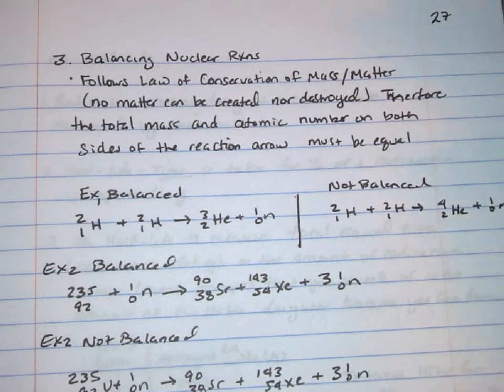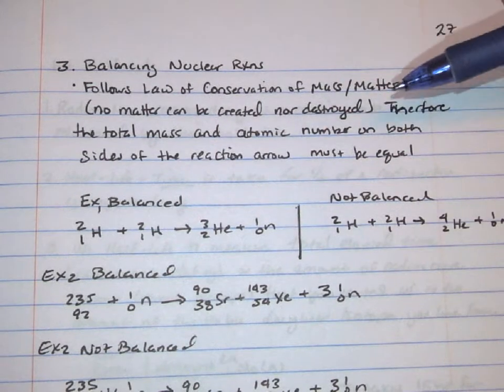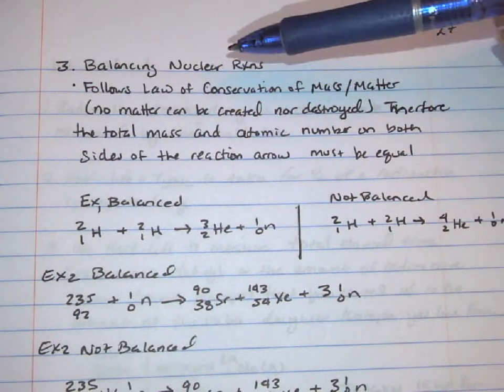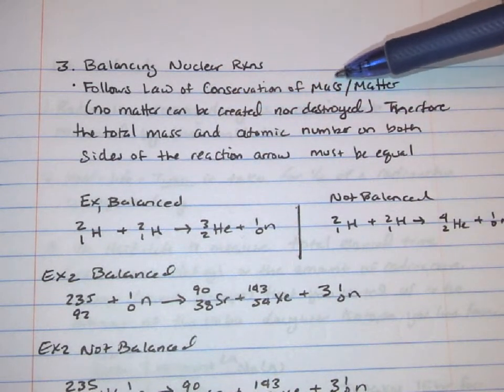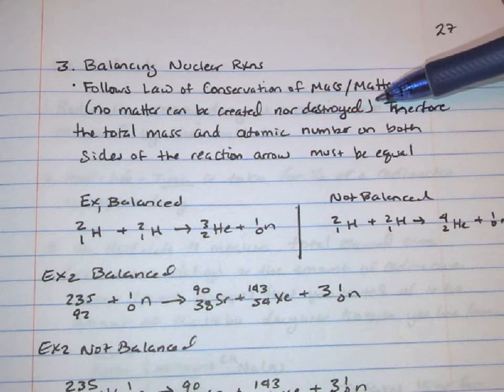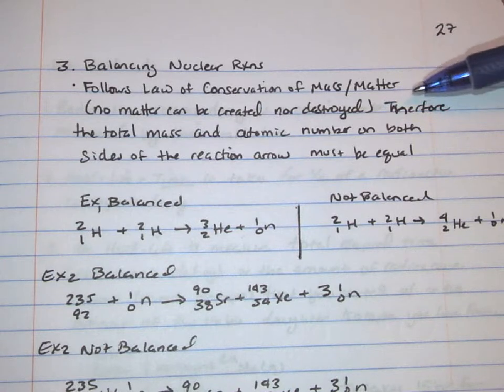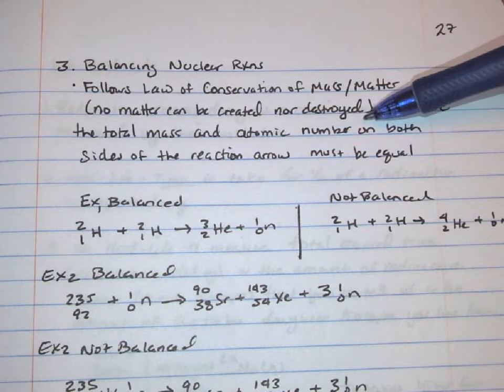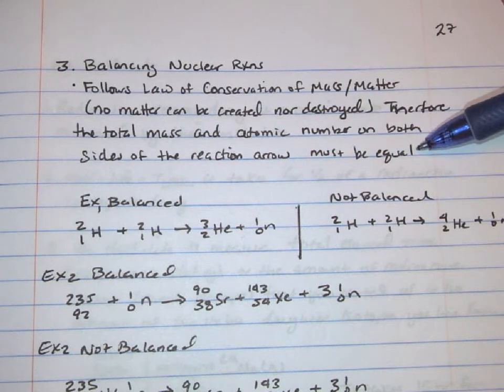All right, now, balancing nuclear reactions. Nuclear reactions are balanced following the law of conservation of mass or matter, which states that no matter can be created nor destroyed. So you can change matter into something else, but you can't create it or destroy it. Therefore, the total mass and atomic number on both sides of the reaction arrow must be equal.